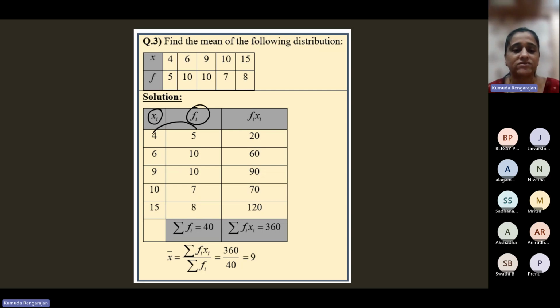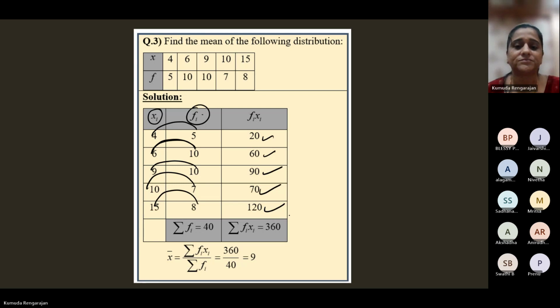Multiplying Fi Xi. 5 4s are 20. 10 into 6, 60, because this is Fi, this Xi, no? 10 into 9, 90. I hope you understand. Then 7 into 10, 70. 8 into 15, 120. So we found the products. Fi Xi is a product, Fi into Xi. So we generated the values in the Fi Xi column.